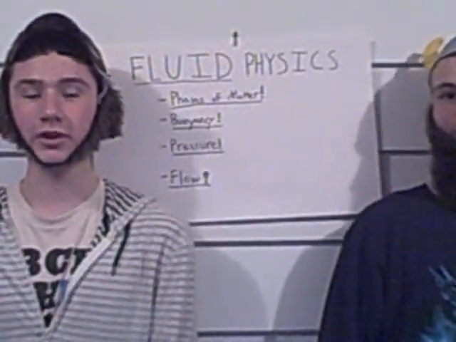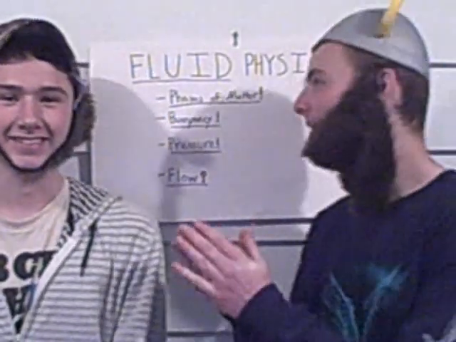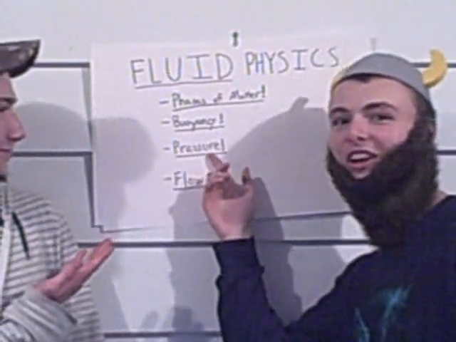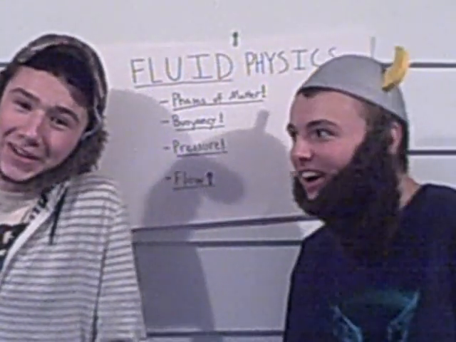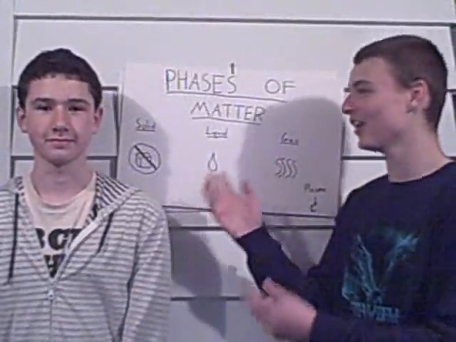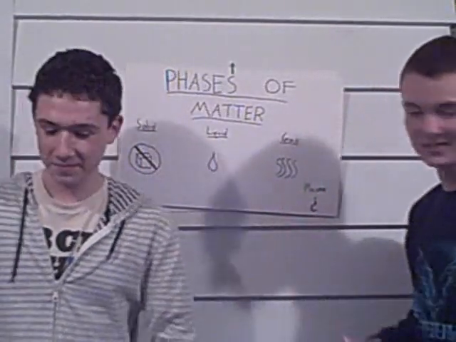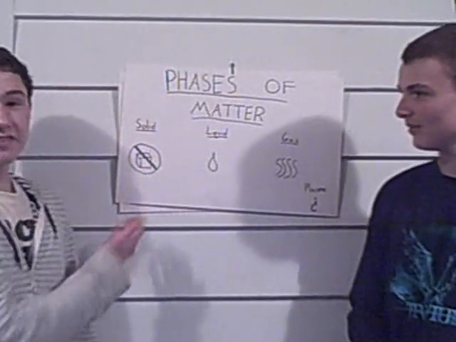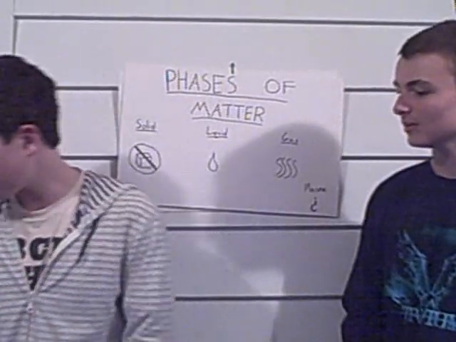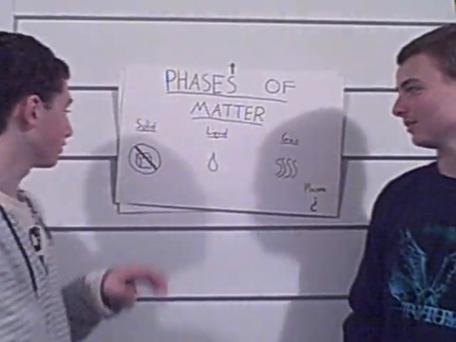In today's lesson, we're going to be learning about fluid physics. Yes, today we'll be discussing phases of matter, buoyancy, pressure, and flow. The three phases of matter are solid, liquid, and gas. Now, solids have a definite shape and volume, such as this baseball. Therefore, they do not have the ability to flow, which makes them not a fluid.